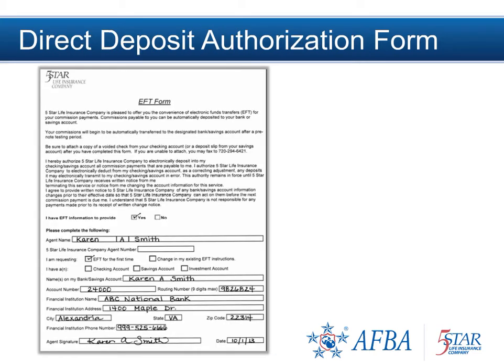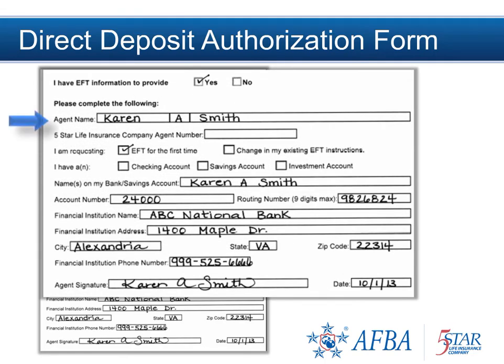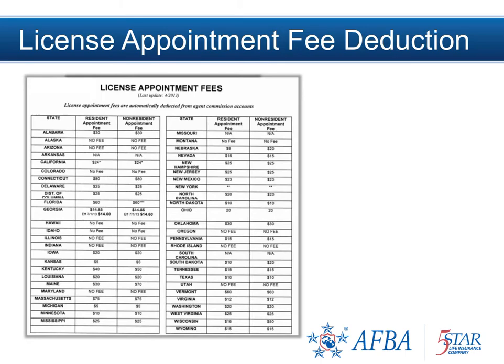If you are interested in the convenience of electronic funds transfer, or EFT, for your commission payments, please fill out the EFT form. Your commissions will then be automatically deposited to your bank or savings account. Your name and bank information are required, as well as your signature and date. A voided check must also be included with your form.